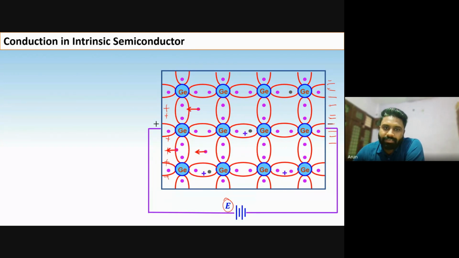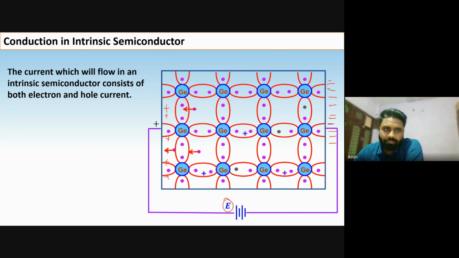So these electrons move towards the positive plate. Again, the vacancy is filled by these electrons, so it will appear the hole is also moving towards the negative plate, as you can see in the animation. So the current which will flow in an intrinsic semiconductor consists of both electron and hole current, because the electron is also moving, which contributes a current.